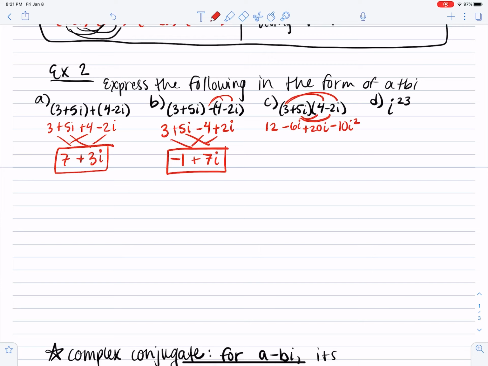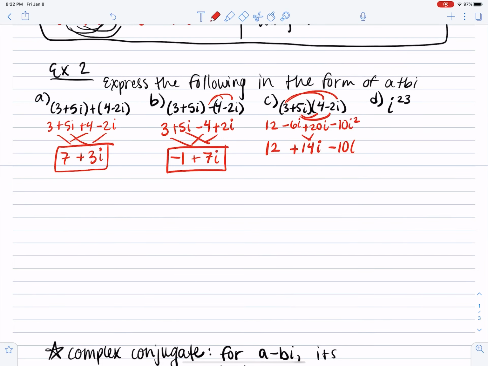And so this is where we can combine stuff. I'm going to leave my 12 alone for now. I'm going to combine my two i terms, negative 6 and positive 20 is positive 14i. And then this negative 10i squared, and remember, i squared is the same as negative 1. So we can change that i squared to negative 1, and then it becomes a real number that we can add to that 12. So this actually becomes positive 10, and we get 22 plus 14i.